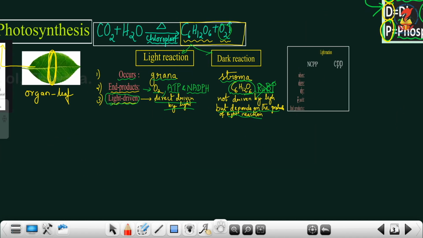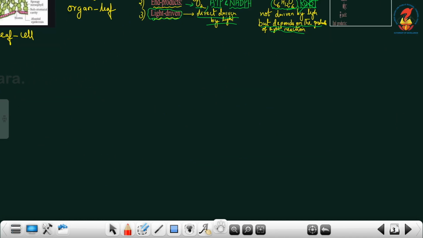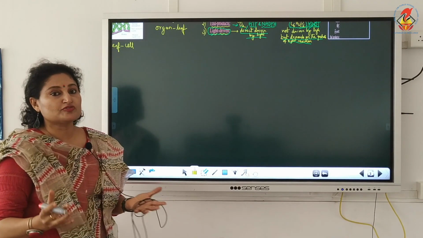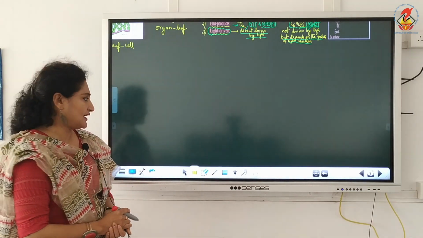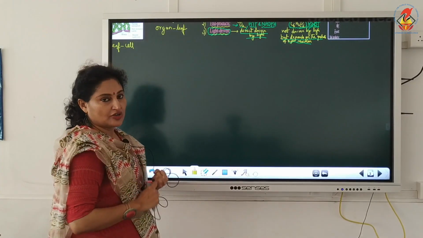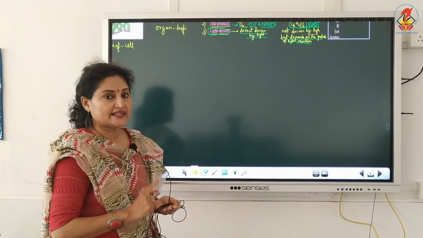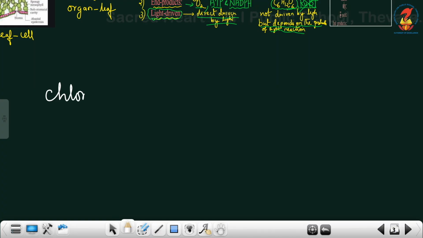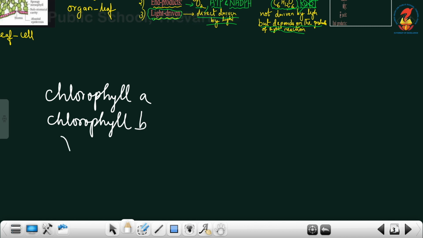So, now we are going into the details of light reaction, as I told you. Before going into light reaction, we have to know the types of chlorophylls present in chloroplast. There are basically four different types of chlorophylls. They are chlorophyll A, chlorophyll B, xanthophylls and carotenoids.